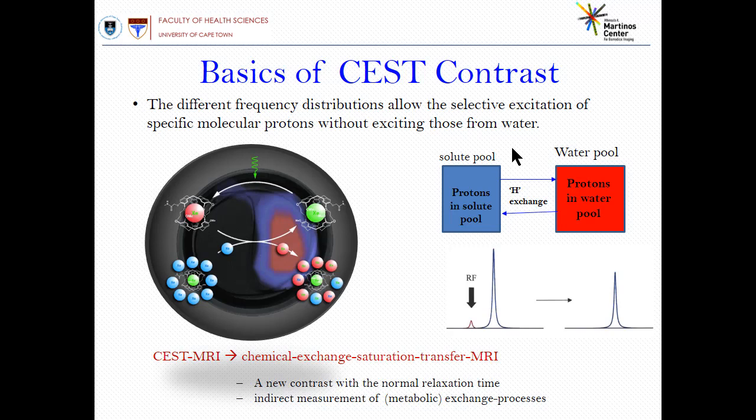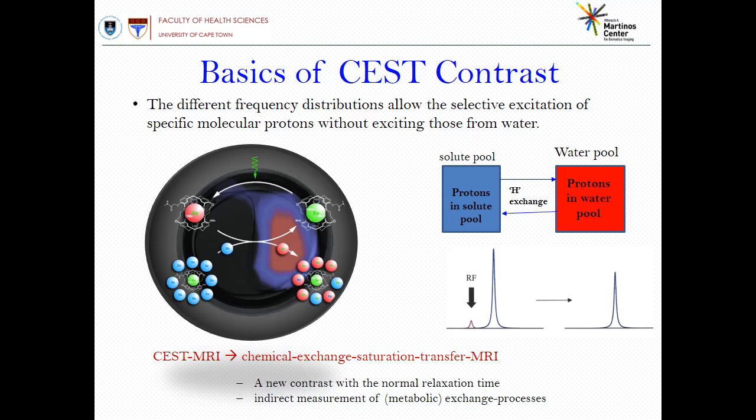So CEST stands for chemical exchange saturation transfer MRI. It is a new contrast method. It is an indirect measurement of metabolites or molecules with a small concentration which cannot be detected using the standard MRI technique.